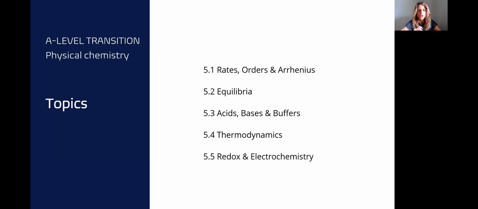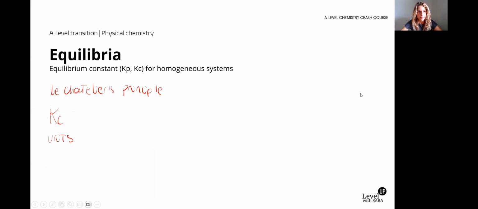Okay. So let's continue with the second topic for this revision, and the second topic is equilibria. Okay, so we said that the key concepts to revise are Le Chatelier's principle, Kc, and ions. So let's go into more detail on each of these.